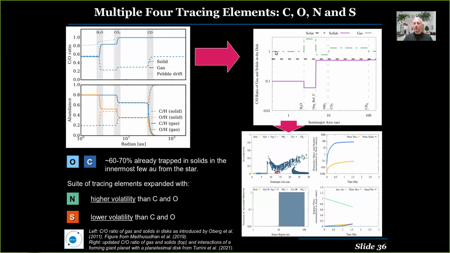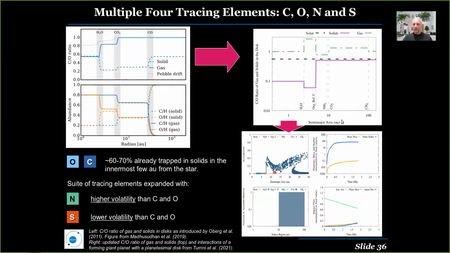Similarly, the C/O ratio of the gas does not show a monotonic trend, but in reality oscillates around the value of 1. This different trend makes interpreting the C/O ratio a bit more difficult. This difficulty, however, can be bypassed if we expand the suite of elements that we can use to trace the formation and migration history of planets.